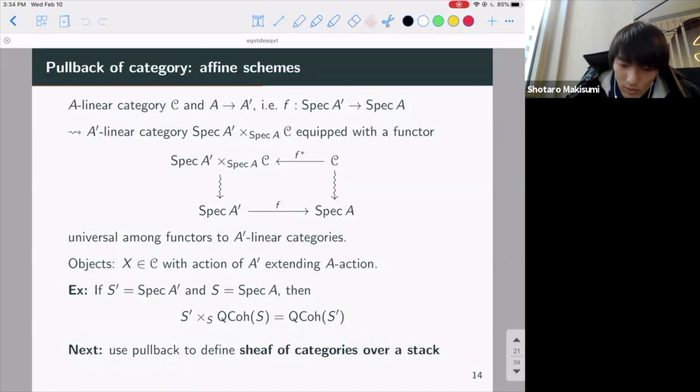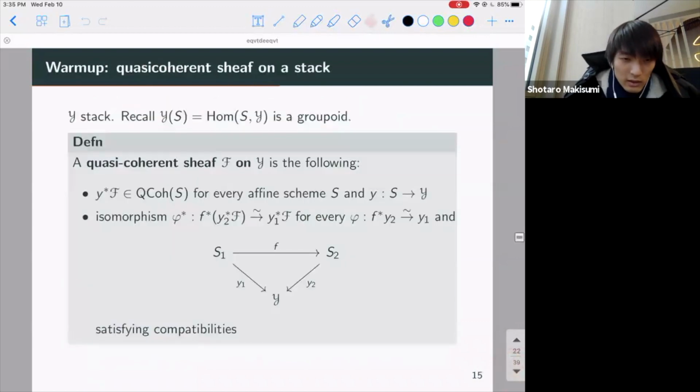So as a warm-up, before defining what a sheaf of categories over a stack is, let me say what a quasi-coherent sheaf on a stack is. Remember, a scheme is determined by its points. For a stack, you generalize the set to be a groupoid. So now you allow a set where the elements have some automorphism groups. Then a quasi-coherent sheaf F on some stack Y is the following data.